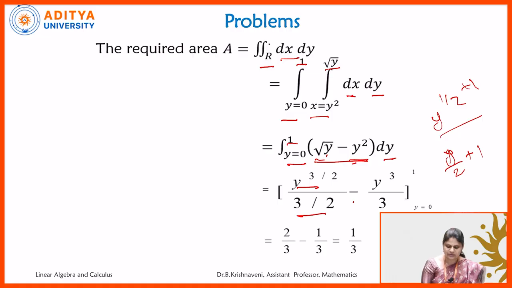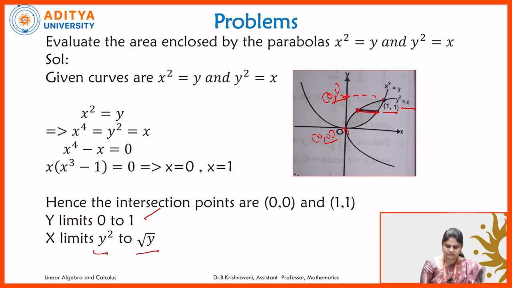So 1 by 3 by 2 is 2 by 3 minus 1 by 3, and the lower limit is 0. 2 by 3 minus 1 by 3 is equal to 1 by 3. So this gives the area bounded by these parabolas.